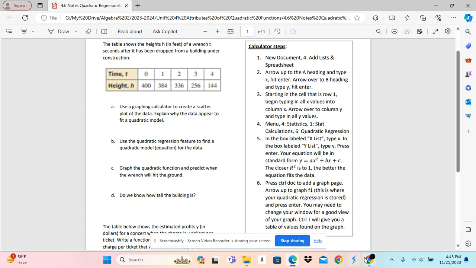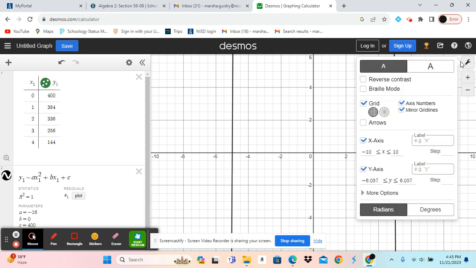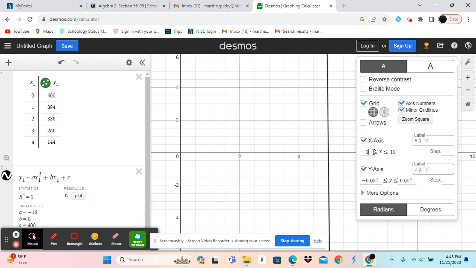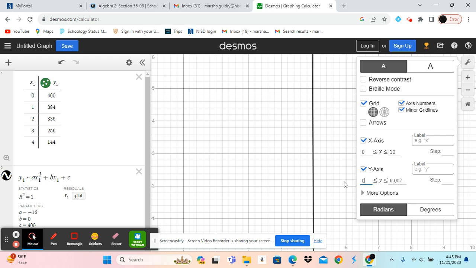So let's change the window on Desmos. And all you need to do is press this little wrench, which is ironic. We're doing a problem with a wrench. So we do not need these negative values. We can go ahead and just start at 0. And 10 seconds seems like a decent amount of time for a wrench to hit the ground. We know the height is our y value, so I don't need that. We're going to go ahead and start at 0.